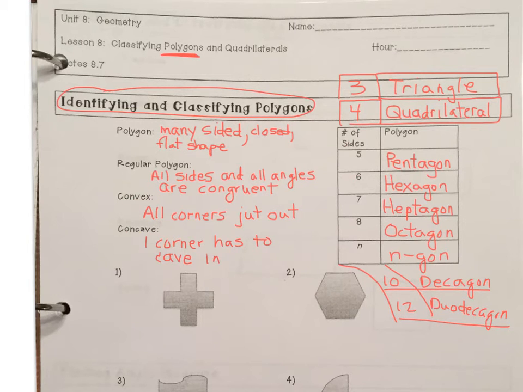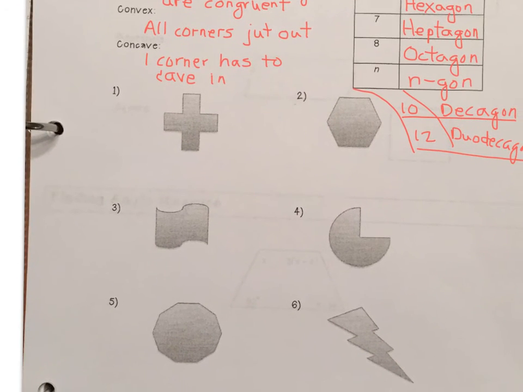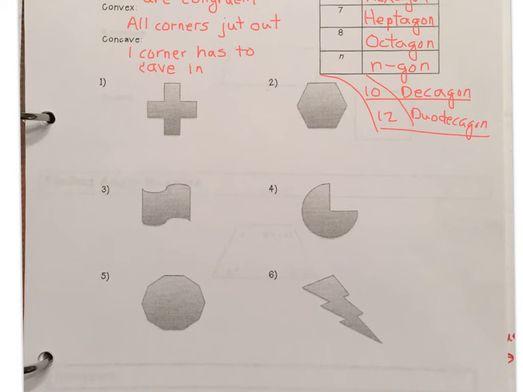Alright, let's continue here. So let's look at these examples of polygons and see if we can describe them, identify them, classify them. Okay, so the first one. First of all, we have to count the sides. I like to draw around it, sometimes that helps. So 1, 2, 3, 4, 5, 6, 7, 8, 9, 10, 11, 12. That's a 12-sided polygon. So we would call that a duodecagon.